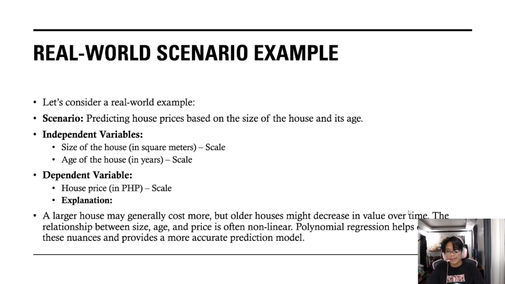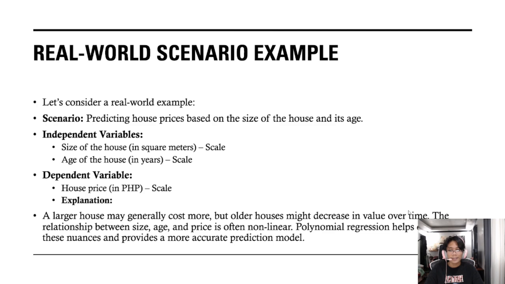Here's an example in a real-world scenario. Let's consider a real-world example: predicting house prices based on the size of the house and its age. Independent variables: size of the house in square meters, scale; age of the house in years, scale. Dependent variable: house price in PHP, scale.